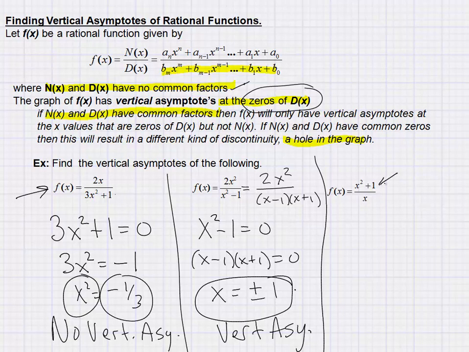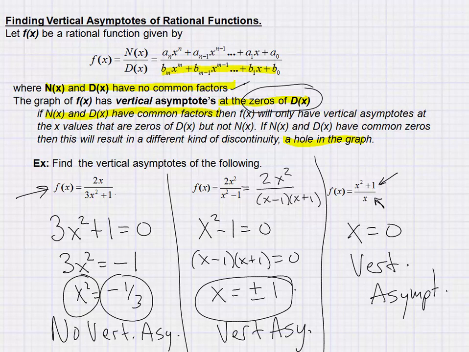Again, I can't factor the numerator, I can't factor the denominator, it's simplified. I set my denominator equal to 0. That's going to be my vertical asymptote. So the denominator will be equal to 0 when x equals 0. This is my vertical asymptote for this particular function. So that's all you have to do to find vertical asymptotes.